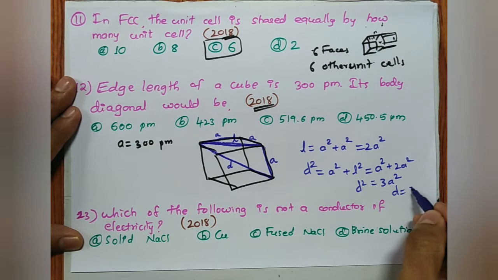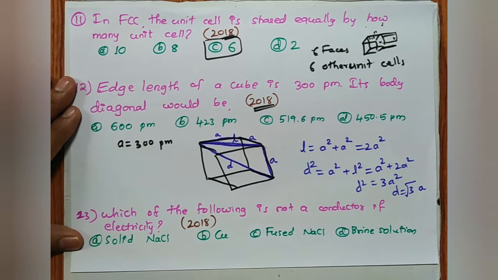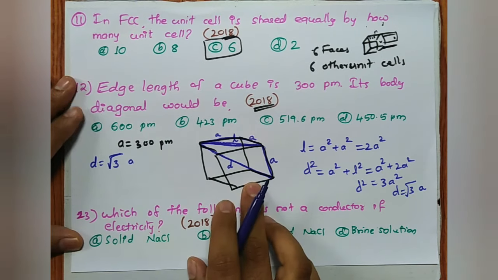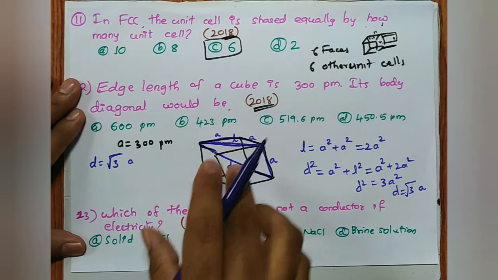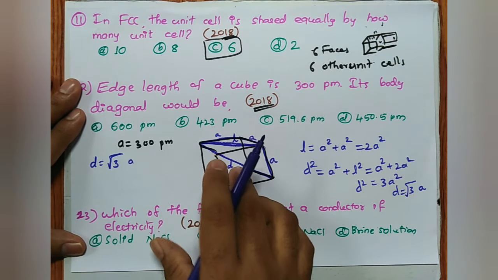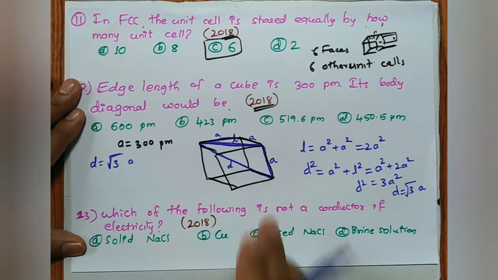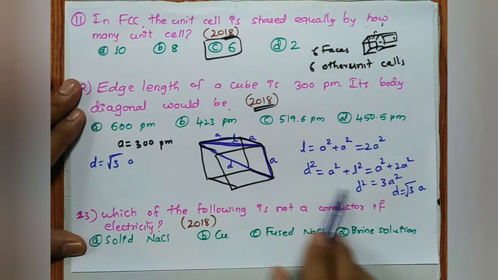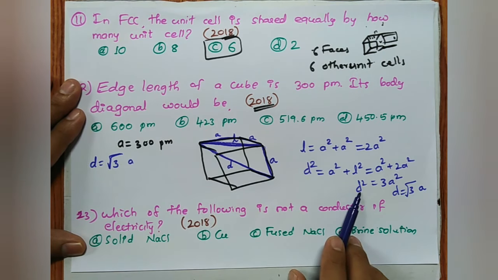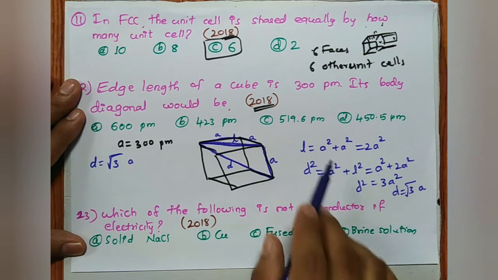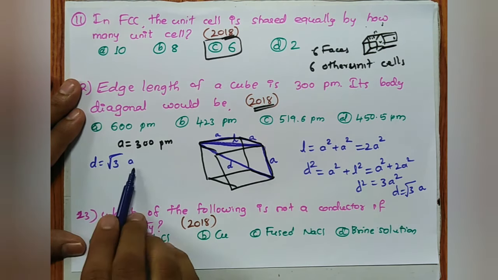What is D equal to? Root 3A. Correct? So you got root 3A, hence I will write D is equal to root 3A. If you have not understood, you can go back to BCC in your NCERT textbook. It is given there while calculating packing efficiency. Finally you get 4R is equal to D, so D square is equal to root 3A square, and D is equal to root 3A. That also you can understand.